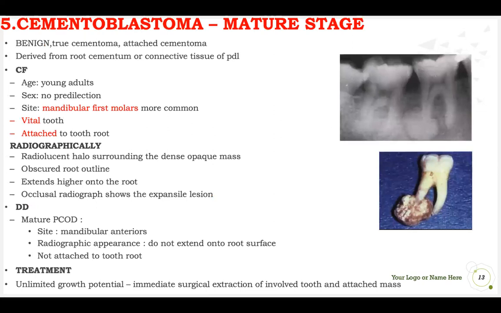Cementoblastoma is another radiopaque lesion, mainly affecting young adults in the mandibular first molars. Here also the tooth will be vital. It is attached to the tooth root. Radiographically, you will see initially a radiolucent halo surrounding the dense opaque mass. It extends higher into the root as the lesion grows. For differential diagnosis, mature periapical cemento-osseous dysplasia.